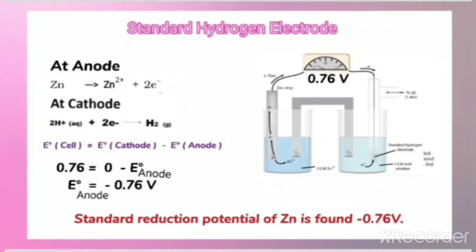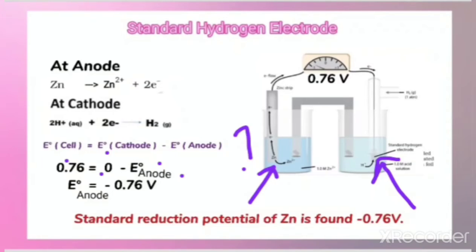At that time we will be substituting the value 0.76, that is the E naught cell value. Here E naught cathode is the standard hydrogen electrode, and we have learned that the reduction potential value for the standard hydrogen electrode is 0. So that is kept 0 here. And for the anode we have to find out the reduction potential of zinc, which is unknown to us. We are keeping a question mark for this.